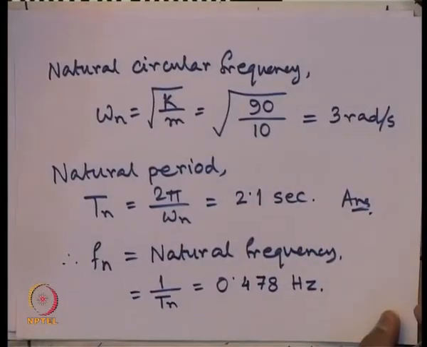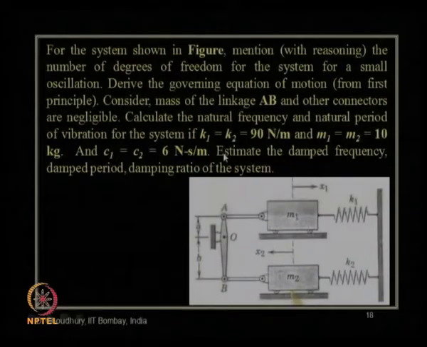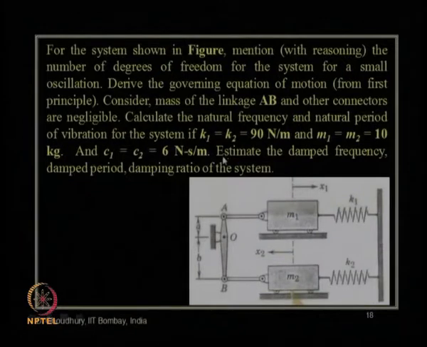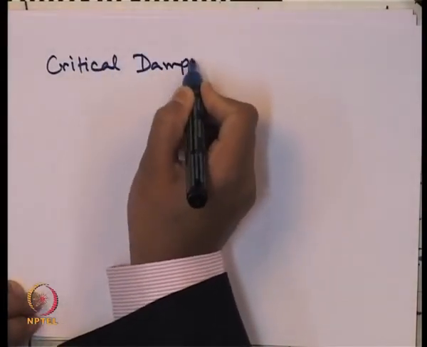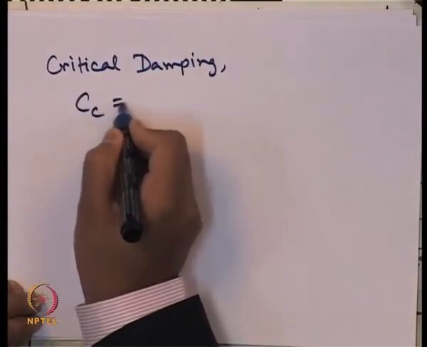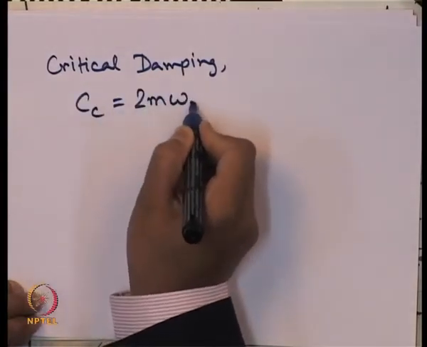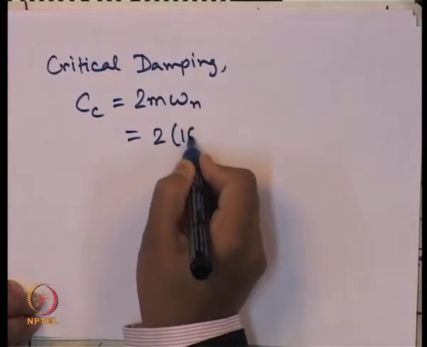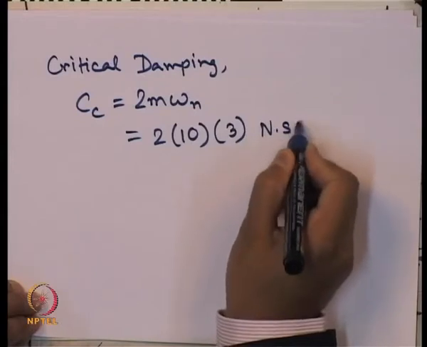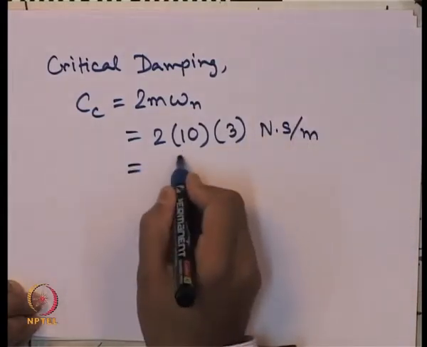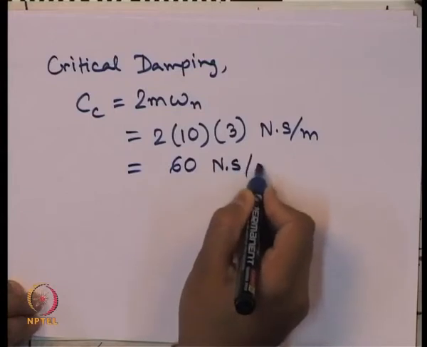Next, let us see what is asked here. Estimate the damped frequency, damped period and damping ratio. To find out these things, we need to compute first the critical damping. Critical damping Cc is nothing but 2 m omega n, which is 2 into m is 10 kg, omega n we obtained 3 radian per second. So, 60 Newton second per meter.